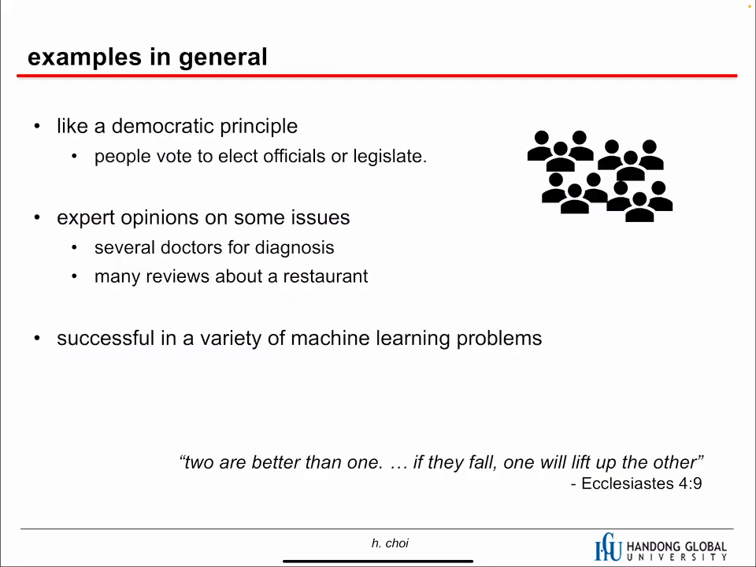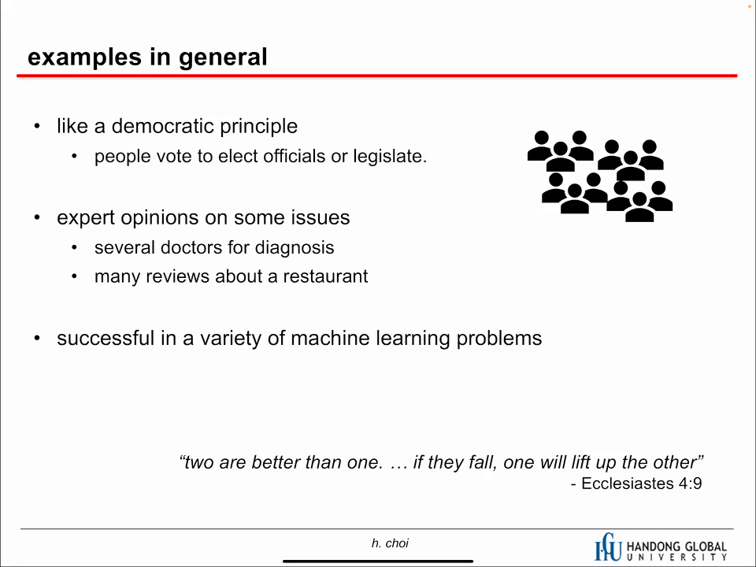We can explain this ensemble learning with more figurative explanations. First, we can think of the democratic principle. People vote to elect officials or legislate. They are not appointed by one person. So all the people make a decision, and then we gather all these decisions and use a majority vote.